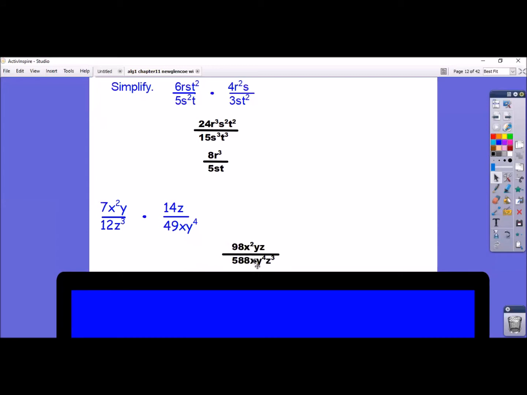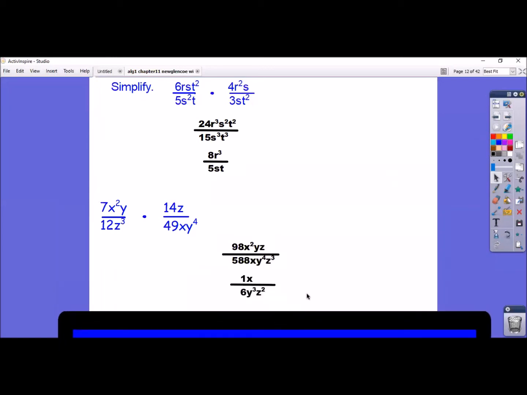The x's, you have x squared over x, so that'll leave x on top. The y over y fourth will be y to the third on the bottom. And then z over z cubed is z squared on the bottom. And then you're done. And remember, if, like in this case, 98 over 158, you have a 1 sitting there, but since there's an x there, if you don't want to put the 1 there, you don't have to.